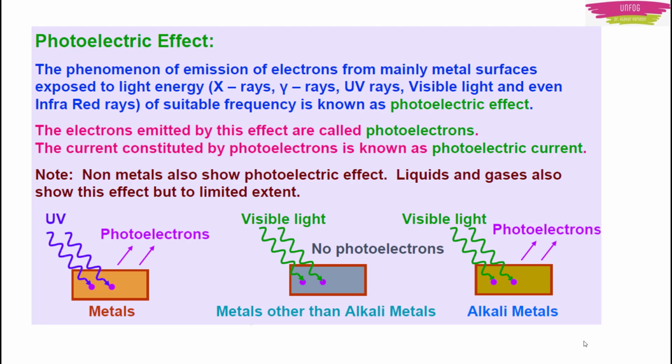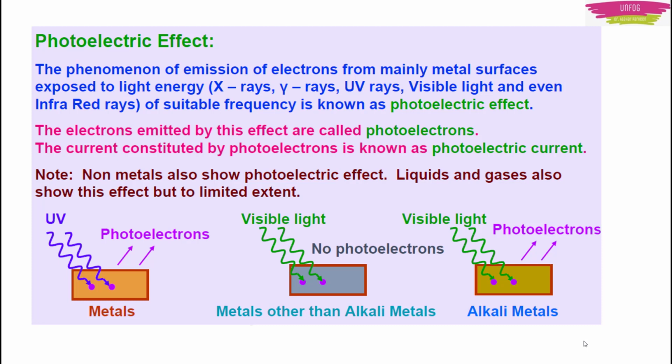Now let's go deeper into photoelectric effect. As I told you, it is the phenomenon of emission of electrons mainly from metal surfaces which are exposed to light energy. This light energy could be X-rays, gamma rays, UV rays, visible light and even infrared rays. We are talking about the electromagnetic radiations now, isn't it? But the only condition is that this light should be of suitable frequency. For a particular frequency only, photoelectric effect occurs. And the electrons which are emitted by this photoelectric effect are called photoelectrons.